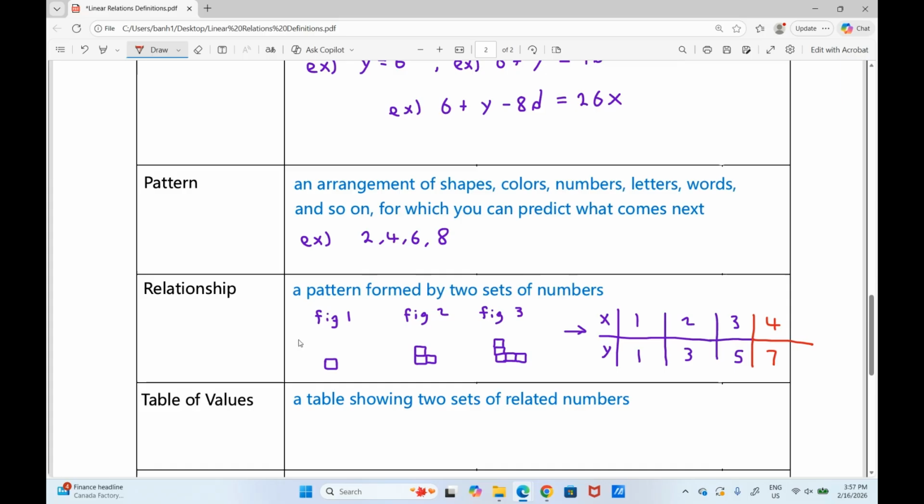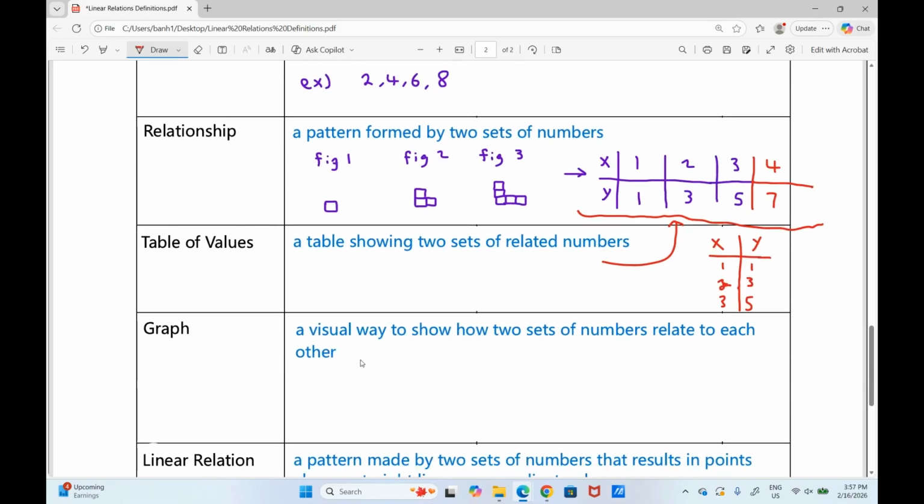So that's a relation. And a table of values is just a table showing two sets of related numbers. So this would be an example of a table of values. We can also write a table of values vertically, like this, where I have X and Y, and I still write the same table out, and I can still relate it. So a table can be horizontal or vertical. It's truly up to preference.